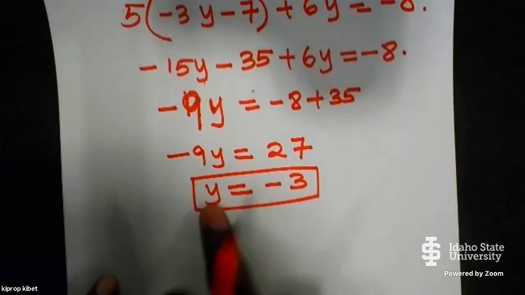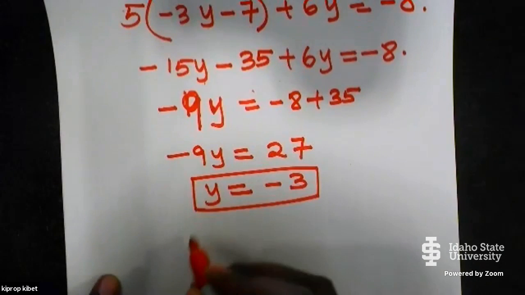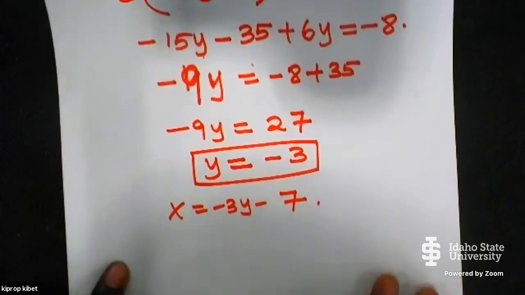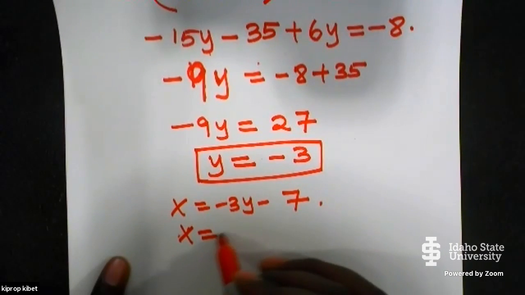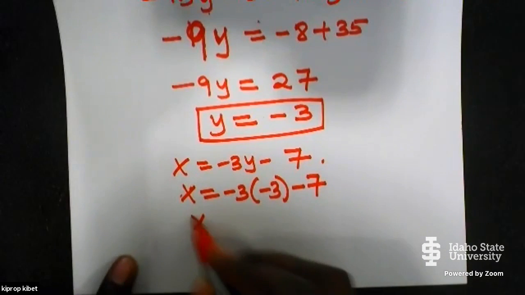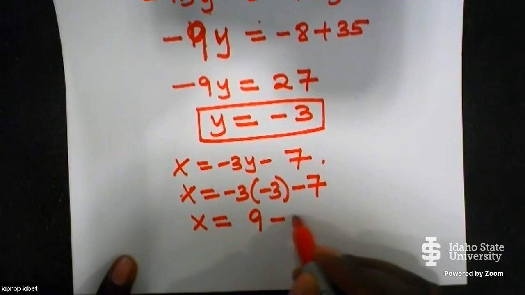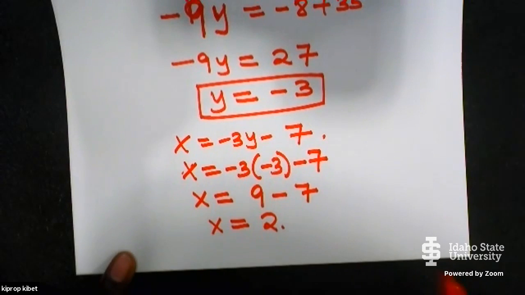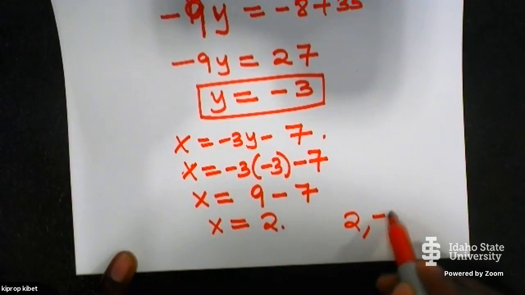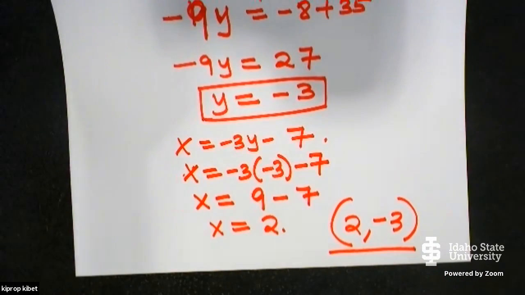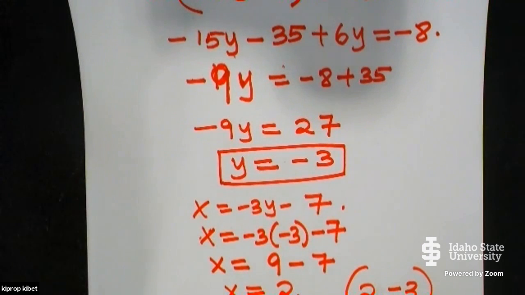So now you bring this value of y to the first equation there. So x equals minus 3y minus 7. And then we have y is minus 3. So x equals minus 3 times minus 3 minus 7. So x equals 9 minus 7, which is 2. So our system will be 2 and minus 3. Is that clear?